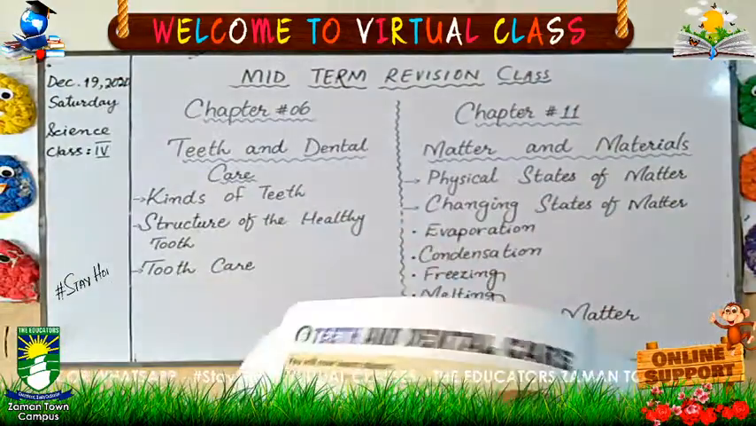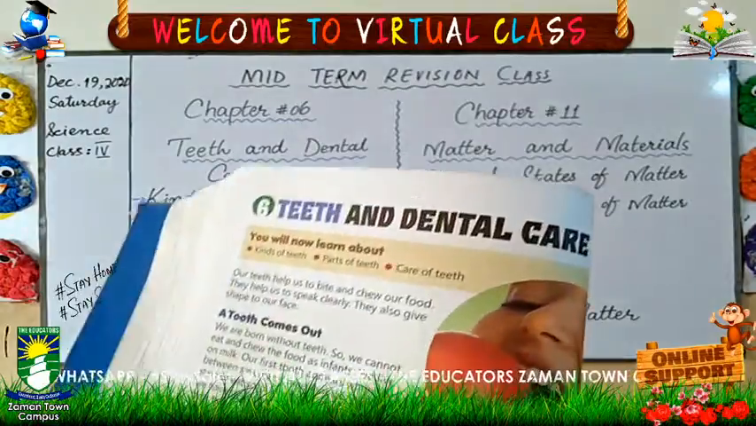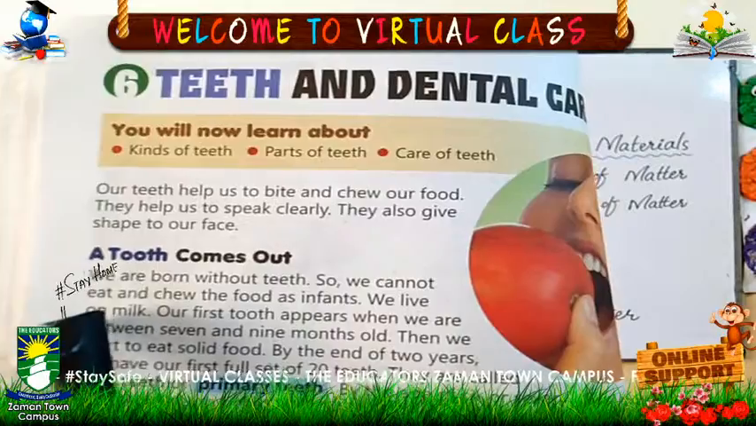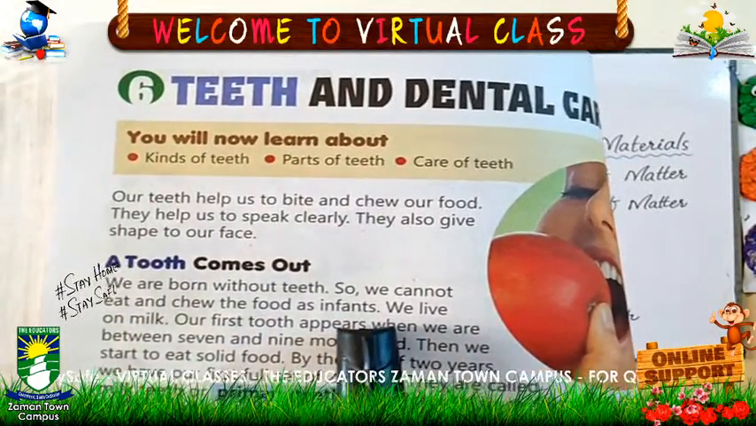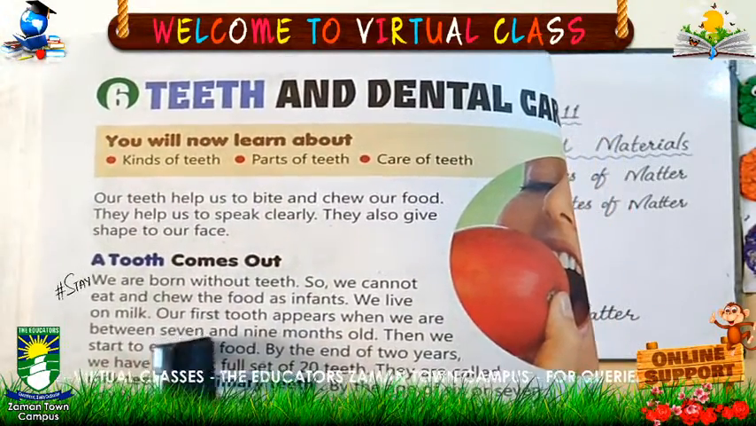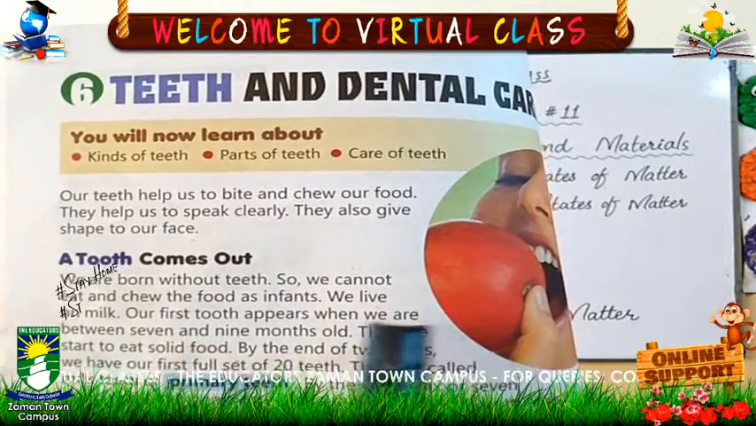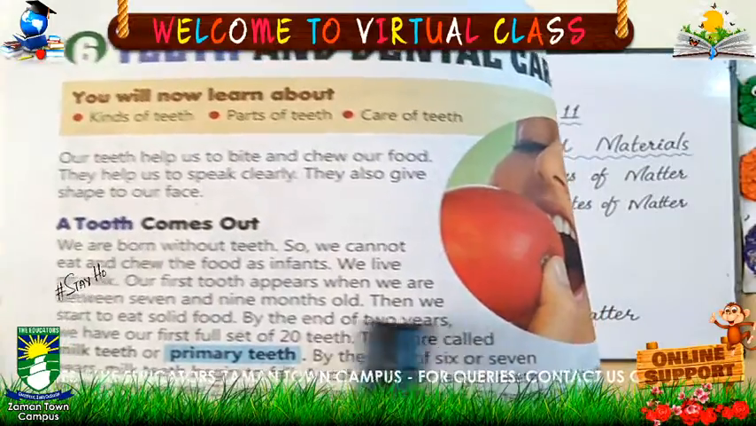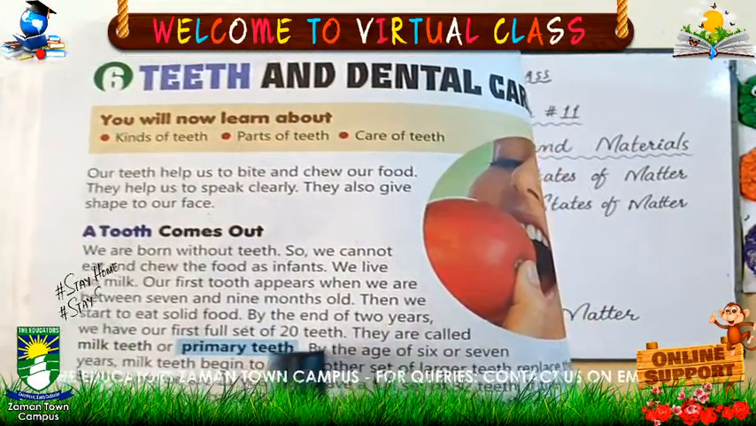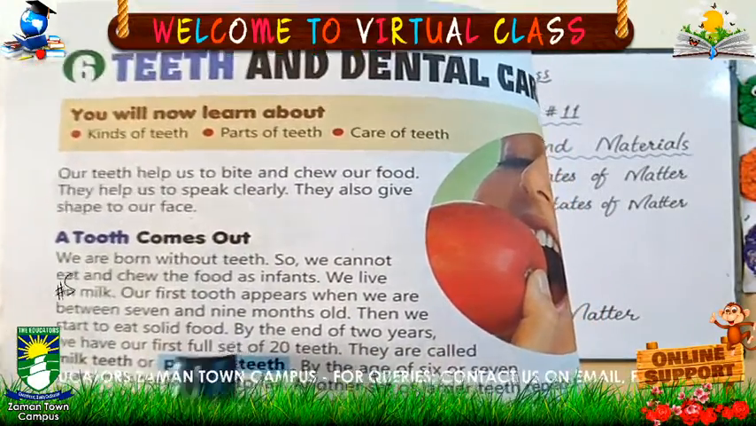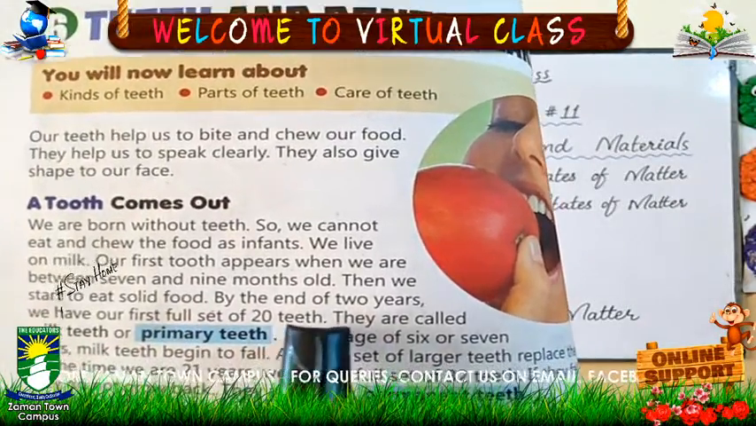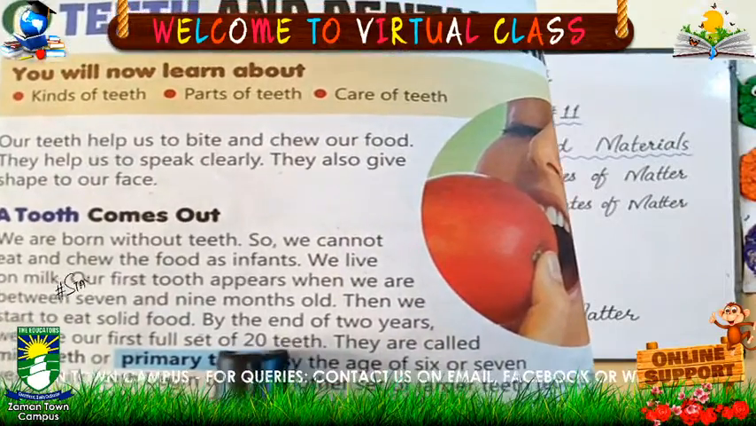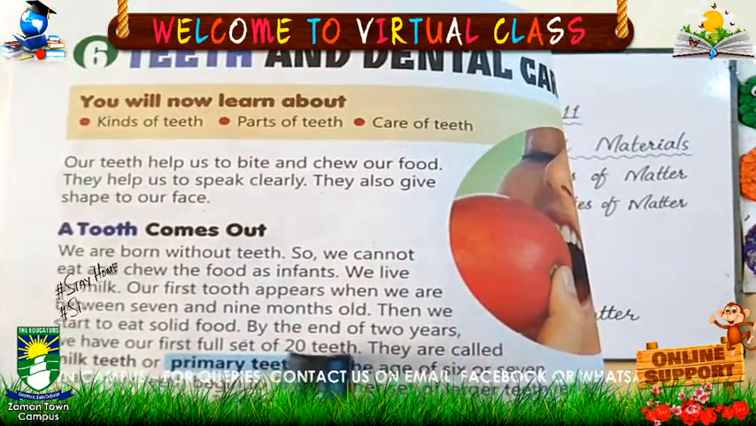Now you can see here that we are born without teeth, so we cannot eat and chew foods as infants. We live on milk. Our first tooth appears when we are between 7 and 9 months old, and then we start to eat solid foods. By the end of 2 years, we have our first full set of 20 teeth. How many teeth are there in a set? There are 20 teeth in a set of primary teeth.